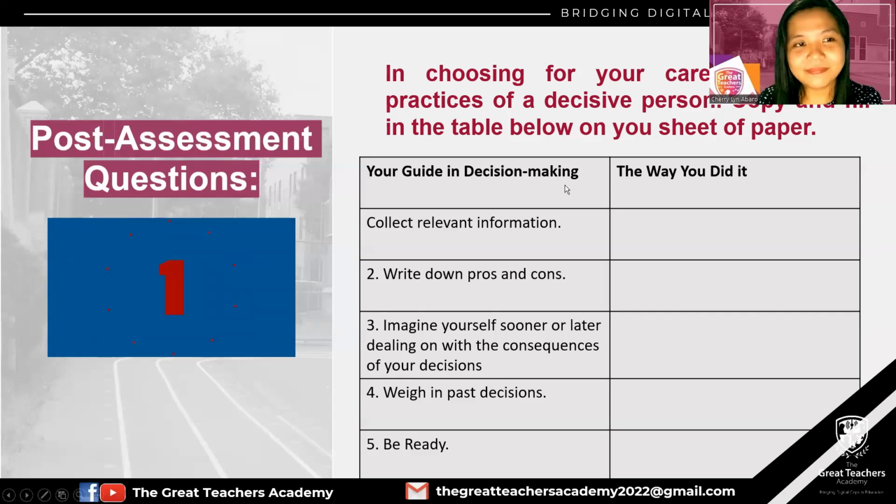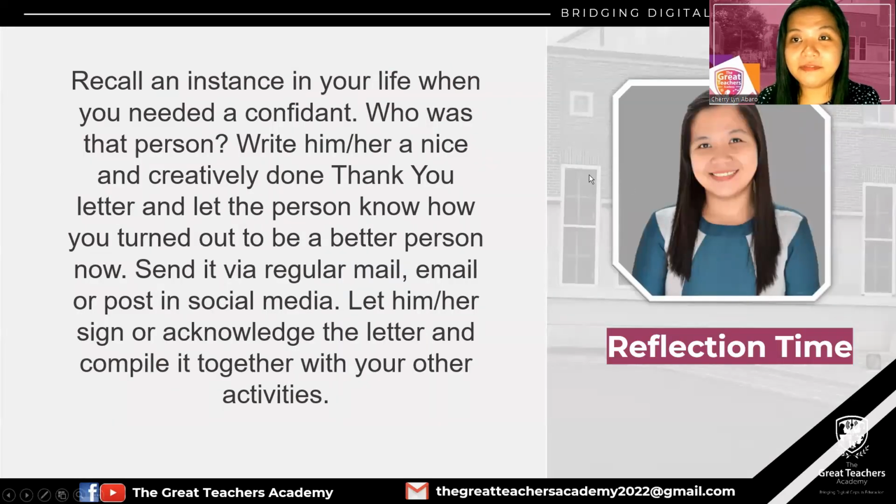Alright? So now let's have this one, the last part, which is the reflection time. So I want you to recall an instance in your life when you needed a confidant. Who was that person? Write him or her a nice and creatively done thank you letter and let the person know how you turn out to be a better person now.